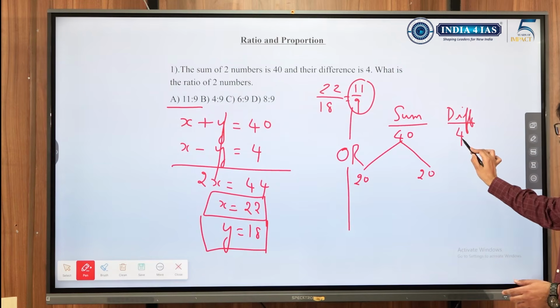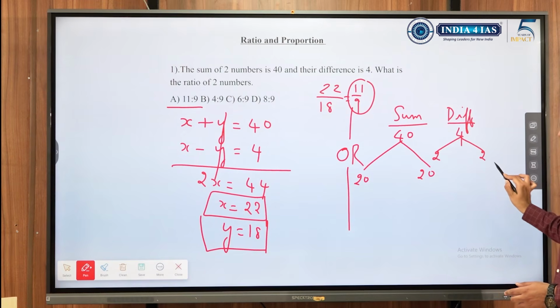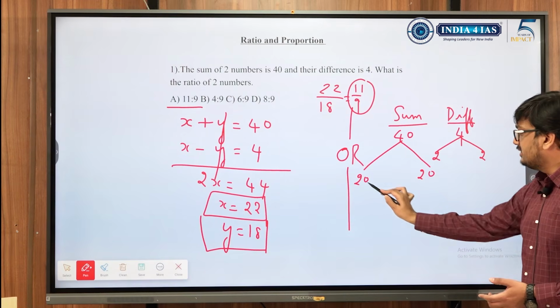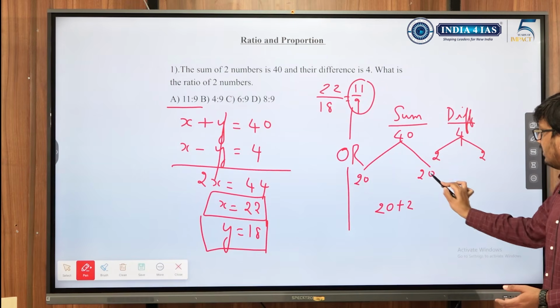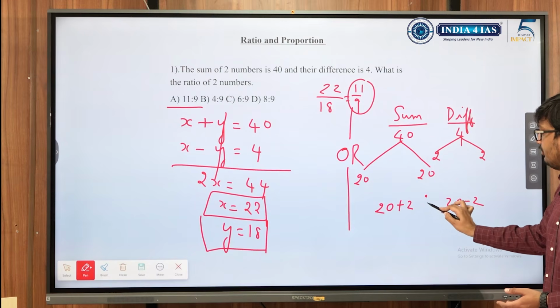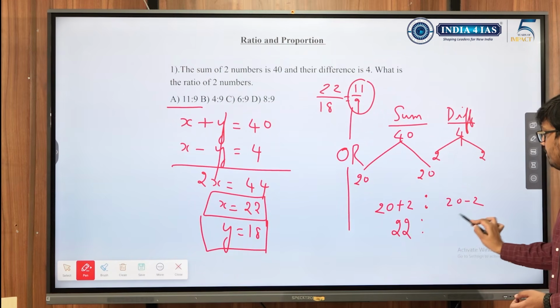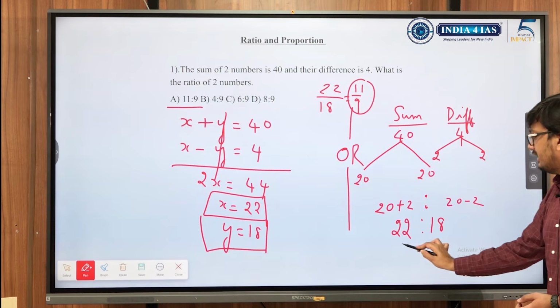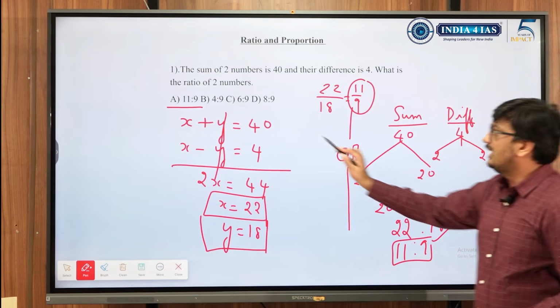What you should do is, this 4 also you divide equally, so it is 2 and 2. Then, to find the numbers, for this 20, add this 2. For this 20, subtract this 2. Then, they are telling to find ratio. What is 20 plus 2? 22. What is 20 minus 2? That is 18. Then, 2 11s are 22, 2 9s are 18. 11 is to 9 will be the answer.